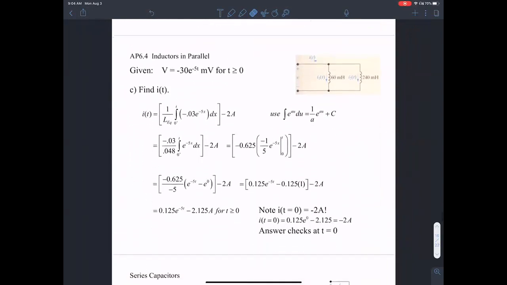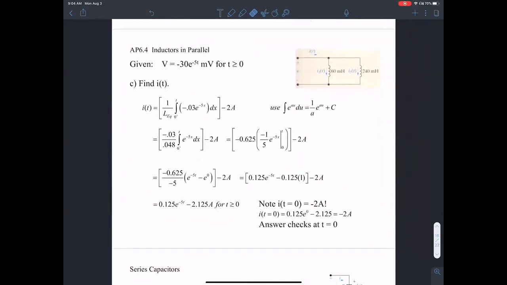So it's just a matter of V is L di by dt, or I is the integral of V dt. It's shown here. I leave that as an exercise for you.